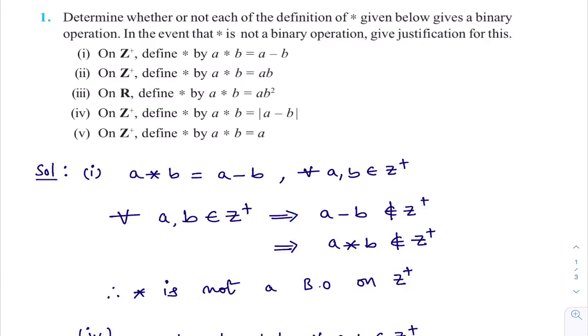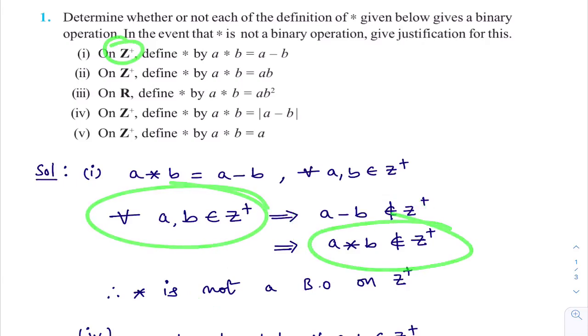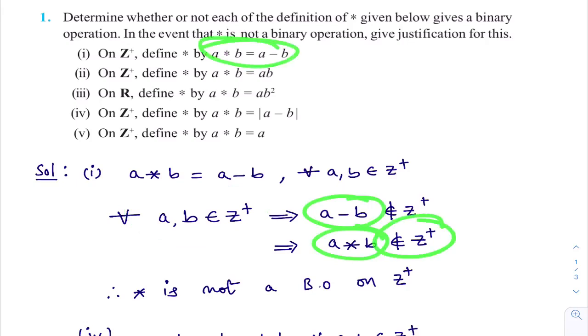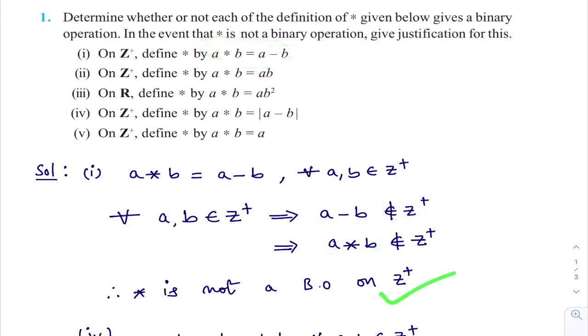Do not confuse with this. When we say star is a binary operation for this set, for any a, b belongs to Z plus, a star b belongs to Z plus, then we say star is a binary operation on Z plus. But here, when I take a, b belongs to Z plus, as per the definition of star defined in the question, a star b does not belong to Z plus. That's why it is not a binary operation on Z plus.